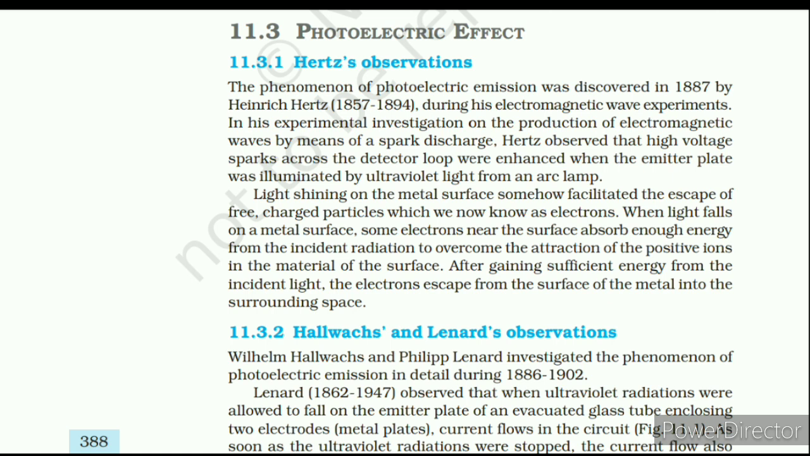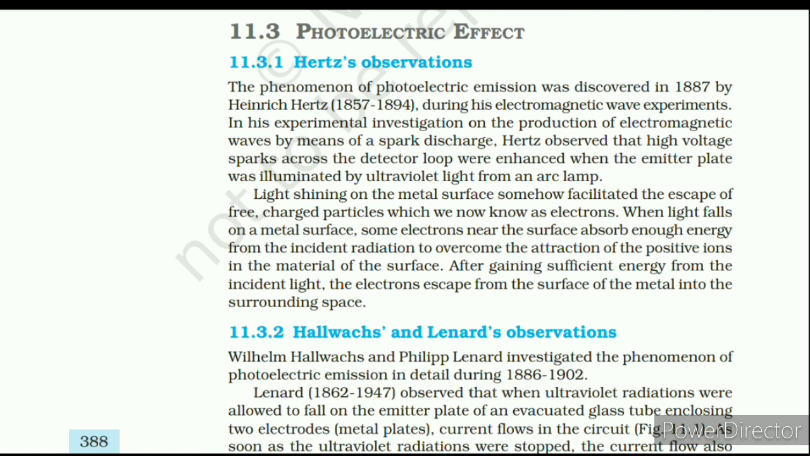These observations indicate that when ultraviolet radiations fall on the emitter plate C, electrons are ejected from it, which are attracted towards the positive collector plate A by the electric field. Thus, the electrons flow through the evacuated glass tube, resulting in the current flow. Light falling on the surface of the emitter causes the current in the external circuit. Hallwachs and Lenard studied how this photoelectric current varied with collector plate potential, with frequency and intensity of the incident light.